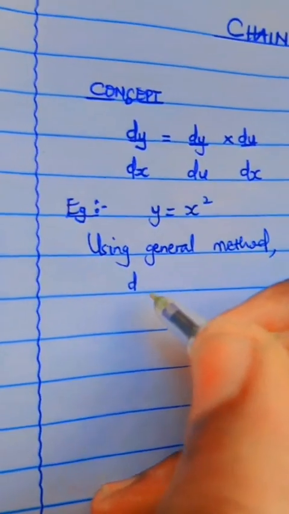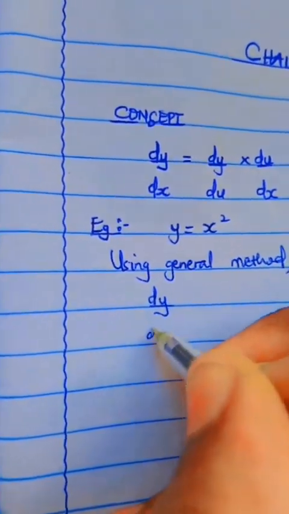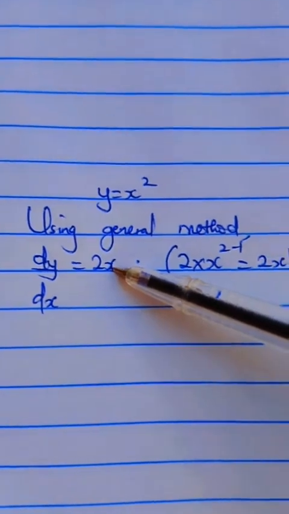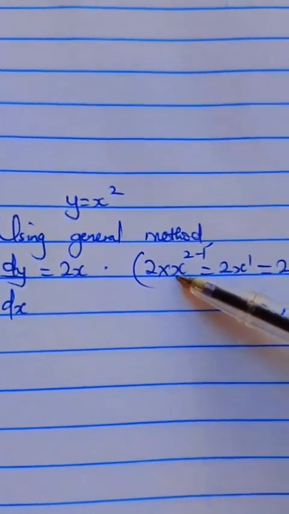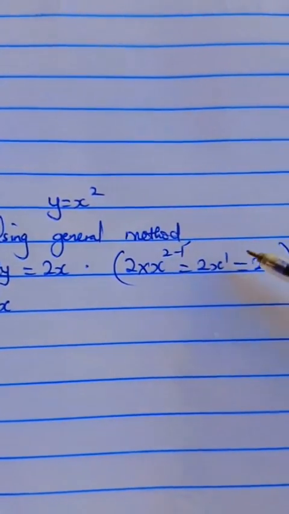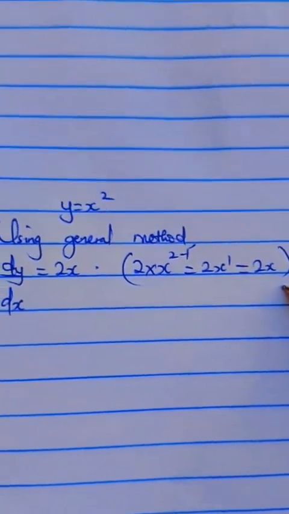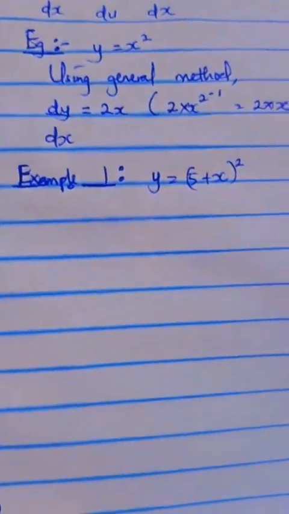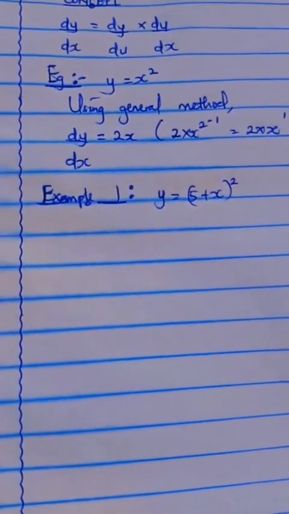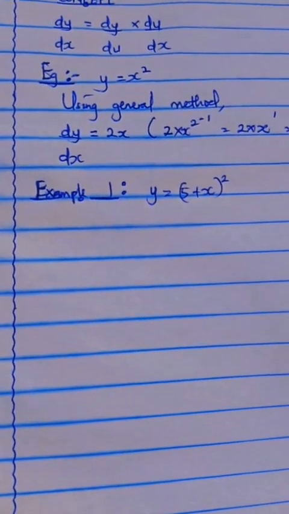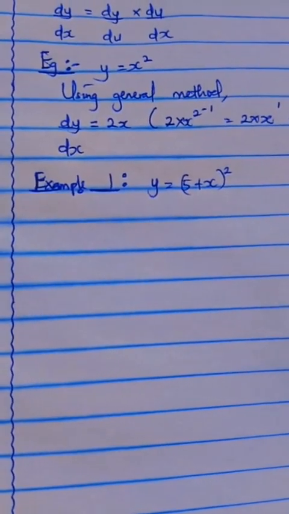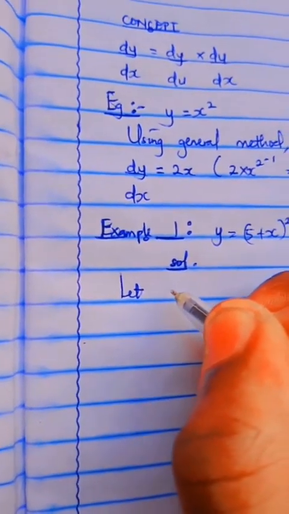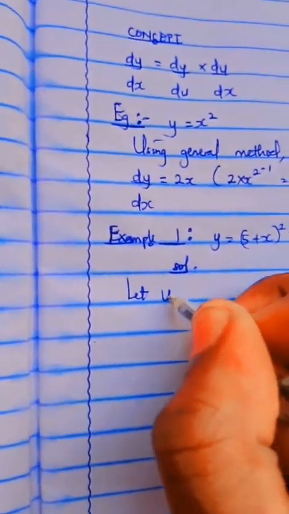Let's say I have y equals x raised to power 2 here. Using the general method, dy over dx gives me 2x. I hope you know how I got my 2x: 2 times x raised to power 1, which gives me 2x. Coming back to what we have, y equals 5 plus x raised to power 2. This is different from y equals x raised to power 2, which is simpler. We have a sum of terms here, 5 plus x raised to power 2. So let's see how we can introduce the chain rule here.